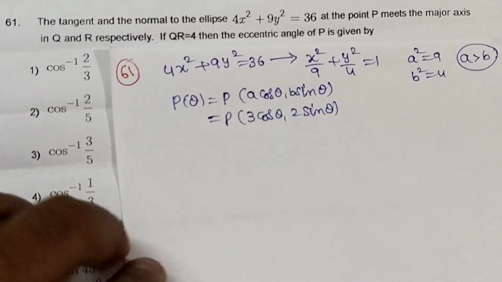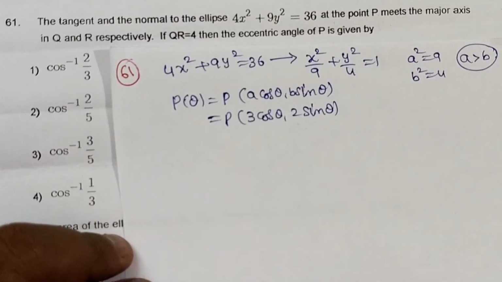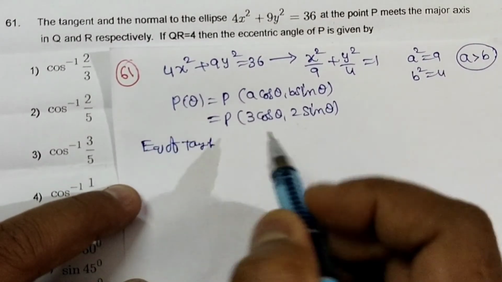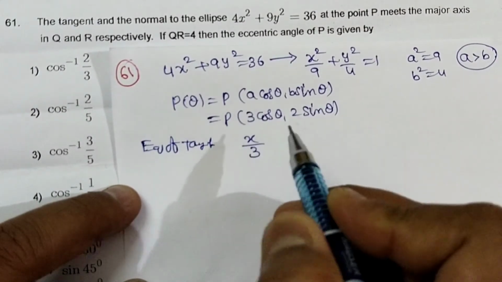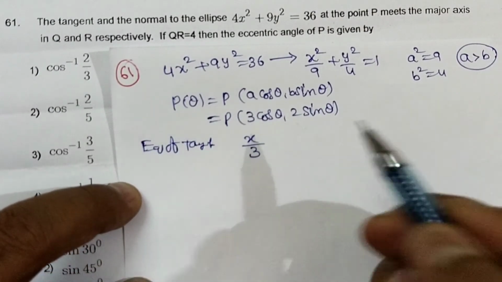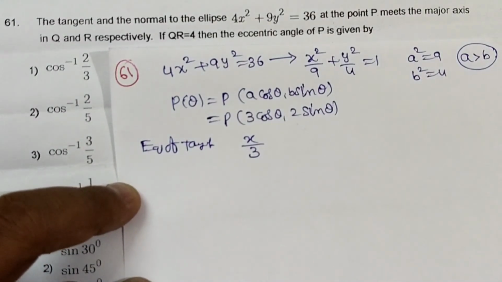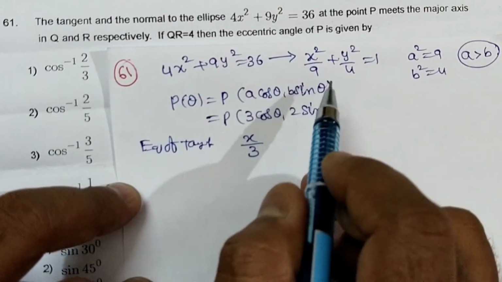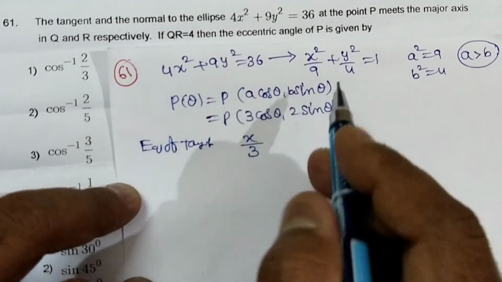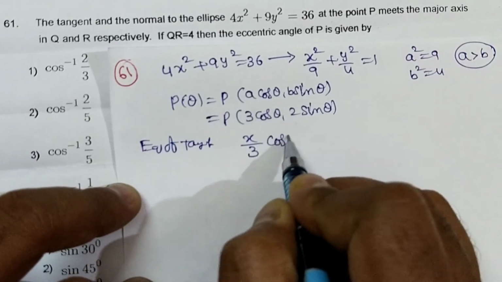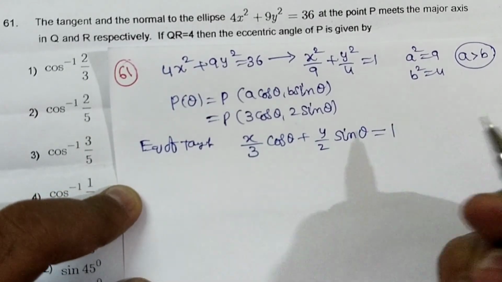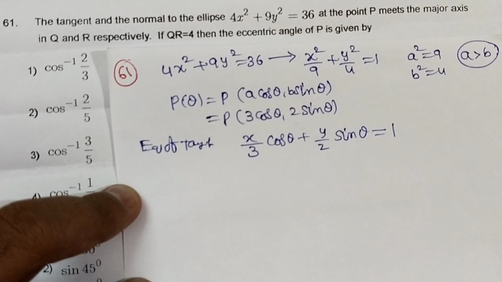At P of theta, the equation of tangent is x x1 by a square plus y y1 by b square equal to 1. Here x1 value is a cos theta, so x by a cos theta plus y by b sin theta, that means x by 3 cos theta plus y by 2 sin theta equal to 1. This is the equation of tangent.